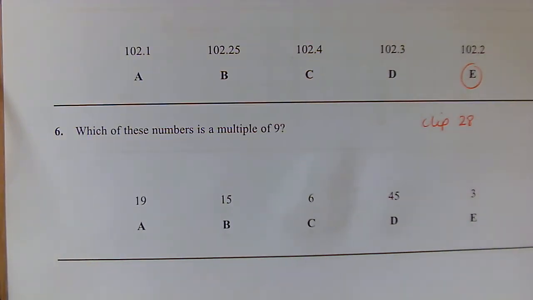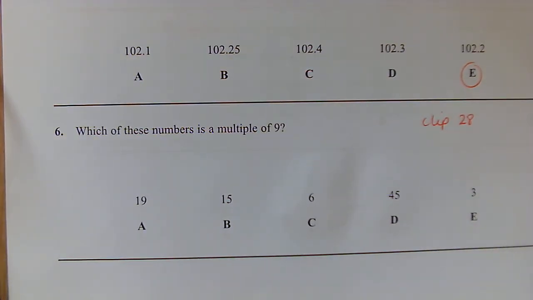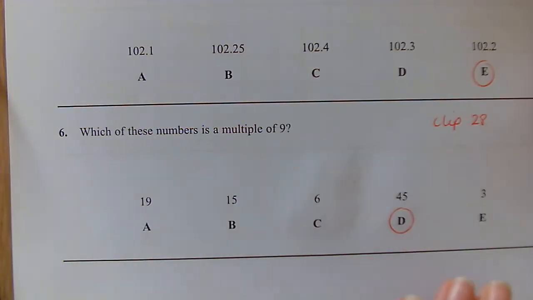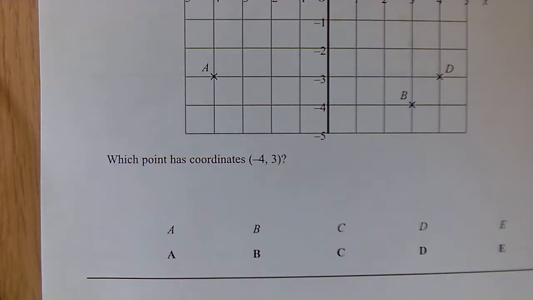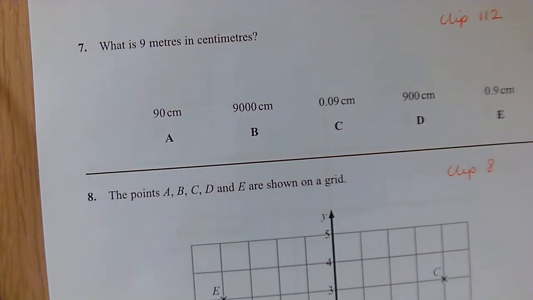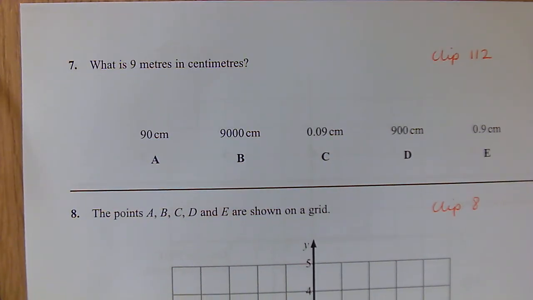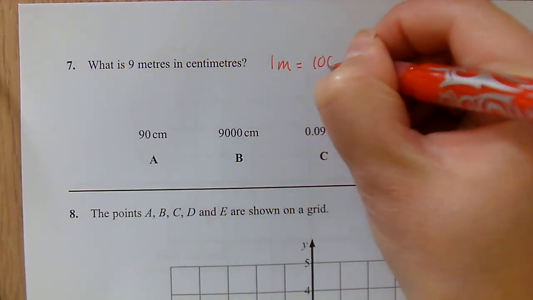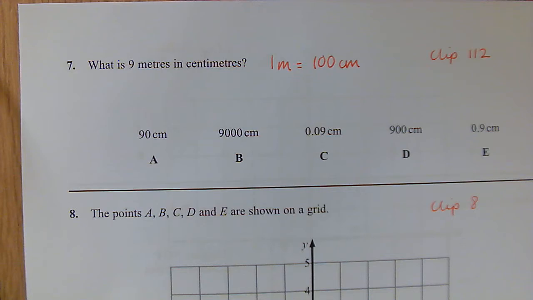Multiple of 9, that means a number that's in the 9 times table, so that's going to be 45. Then 9 metres in centimetres: 1 metre is 100 centimetres, so 9 metres would be 900 centimetres.